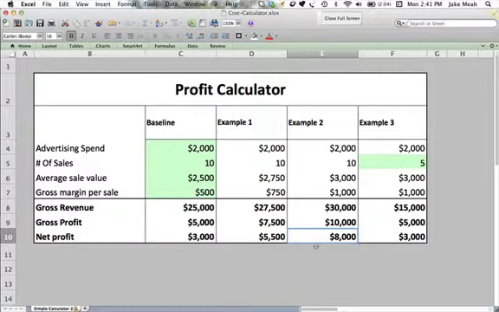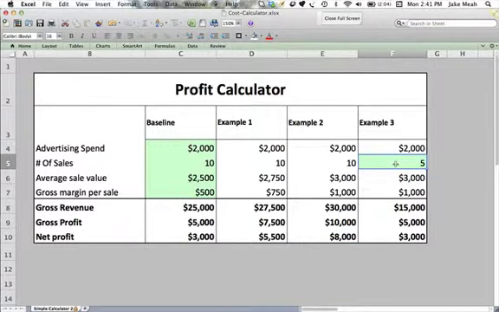It's a huge change. Now this third example, and I've got another variable here, so these green areas are where you can input the data. I've assumed that charging that 20% increase in price has resulted in half as many people buying. And we're just going to look at what that means for the overall revenue figures.